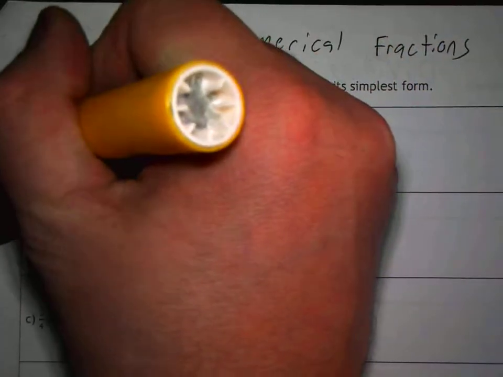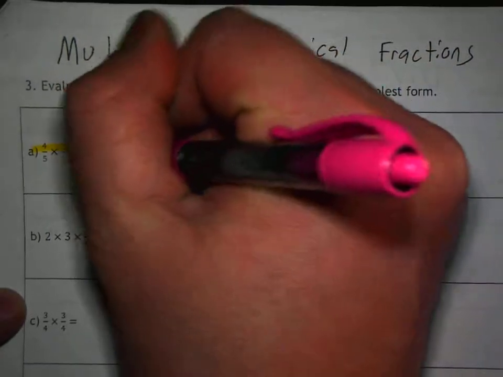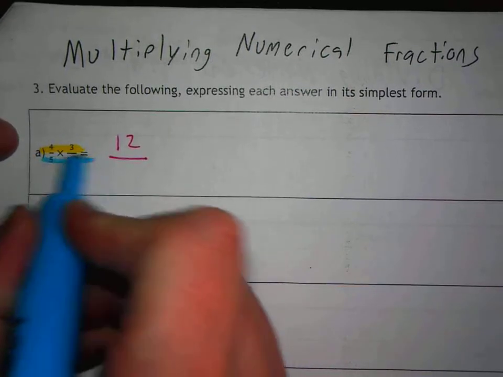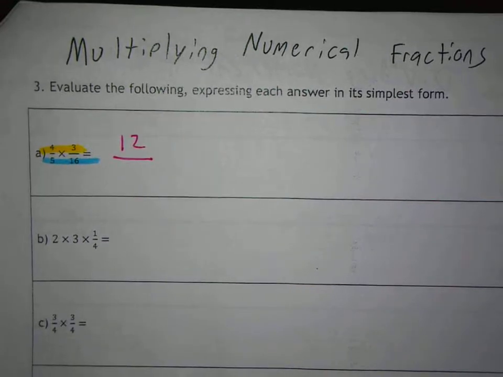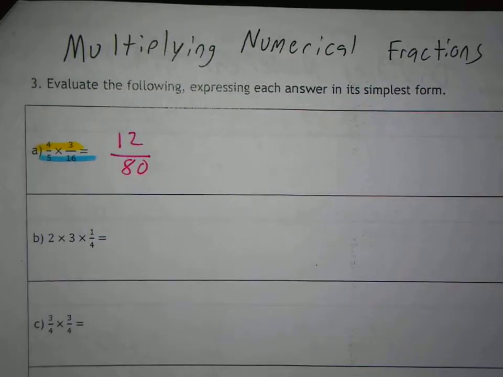So you do have 4 times 3 is 12. And then 5 times 16 is what? 80. And now you have one single numerical fraction and you reduce it. Okay? So how does 12 over 80 reduce? What's the GCF? Or maybe you list out all the factors.